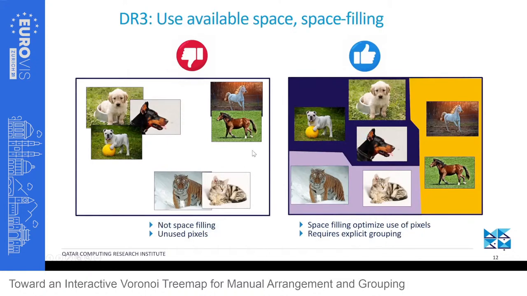Why do we want to use all available space? You don't want to waste pixels. Pixels are a scarce resource in visualization, so we want to optimize the use of space and pixels. You can use a space-filling approach for that, but in that case, you will need an explicit representation of groups because you can no longer use proximity-based grouping with such a space-filling approach.